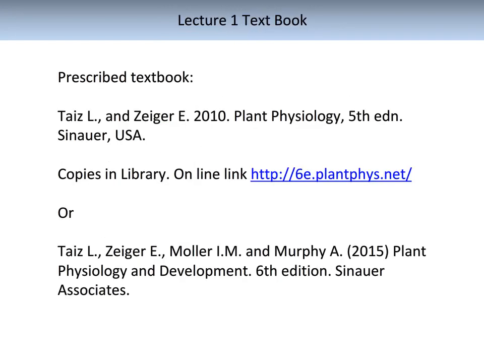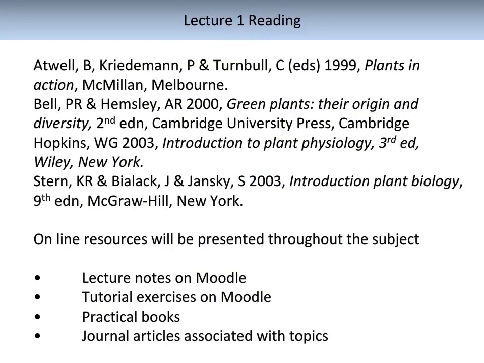The prescribed textbook for this subject is the Taiz and Zeiger Plant Physiology. We ideally stipulate edition 5, but earlier editions can be used. There are copies in the library, or you may be able to access them via certain links. To help with your overall understanding of plant physiology, we recommend that you look at a suite of literature. The ones on the slide are not necessarily articles or books that you must read, but they will help you understand some of the basic concepts if you are struggling.